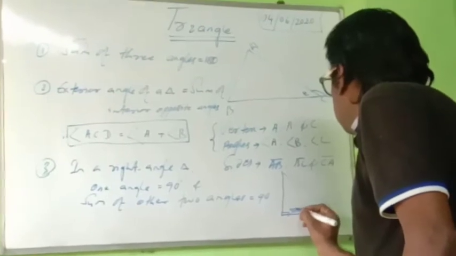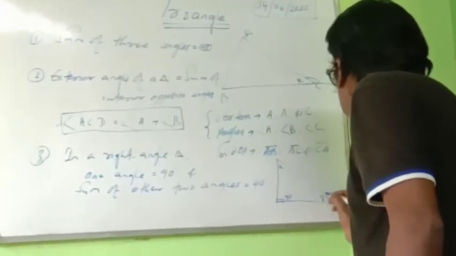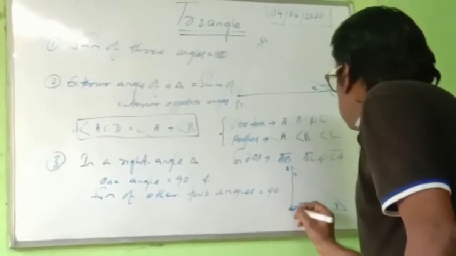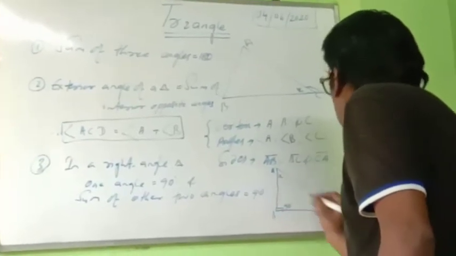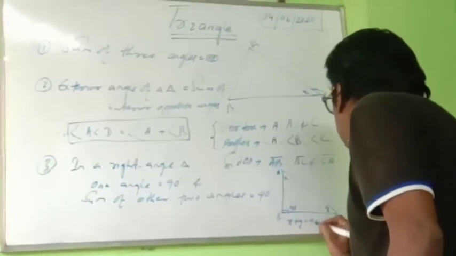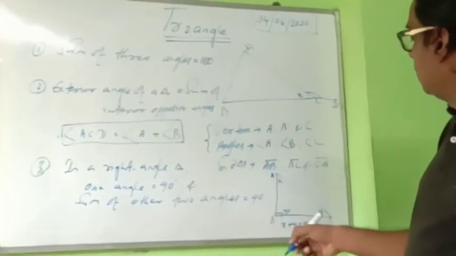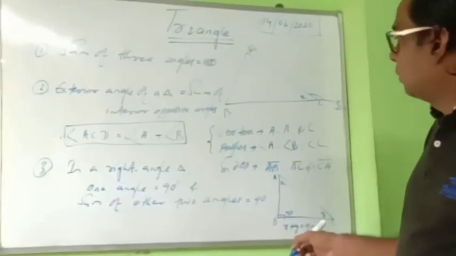So if this is 90 degree, then this plus this, suppose this is X, this is Y. Suppose the name of the angle is ABC. What is the sum? That means X plus Y will be 90 degree. If one angle is 90 degree, automatically the sum of the other two angles will be 90 degree. Let us go to the sums.